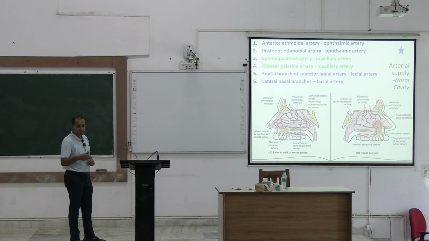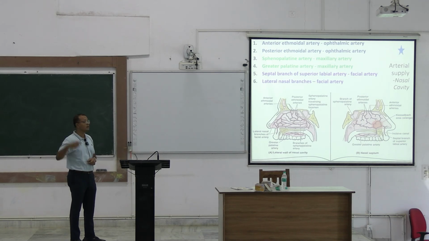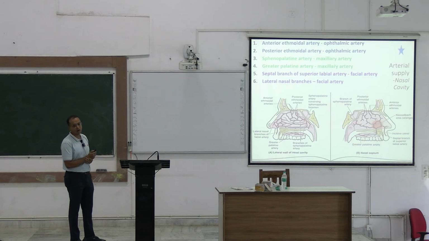Coming to the blood supply, this is clinically important. The nose is highly vascular, supplied with tons of blood. Three different source arteries feed the nose: the maxillary artery, the facial artery, and arteries coming from the orbit, the ophthalmic artery. The ophthalmic artery splits into two branches, the anterior and posterior ethmoidal arteries. The maxillary artery gives two branches related to the palate, the greater palatine and sphenopalatine, which come from the back and inferior side. The facial artery comes from the front, with the superior labial and lateral nasal branches.